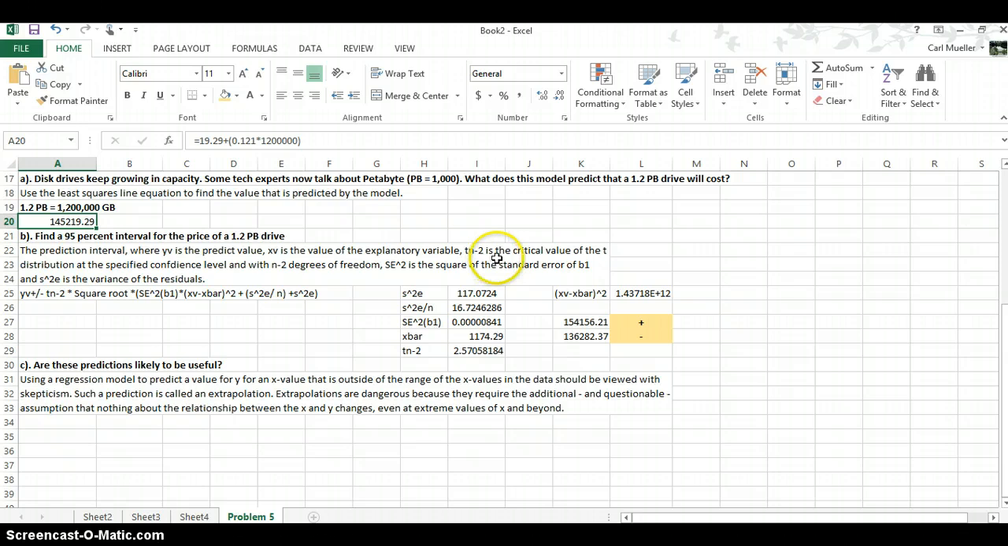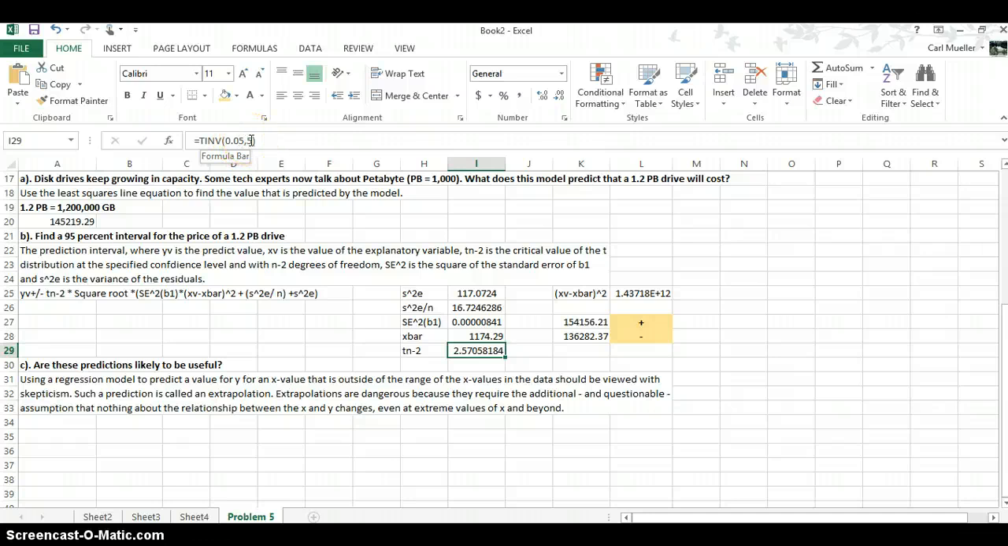t sub n minus 2 is the critical value of the t distribution at the specified confidence level with n minus 2 degrees of freedom. What does that mean? I think the best way in this Excel format is to explain it bit by bit. Going down here, the T.INV function is how you find your t value in Excel. So we have 0.05. Where did that come from? If you remember, it's 95% confidence, so alpha in this case is 1 minus 0.95. This is how we get that.